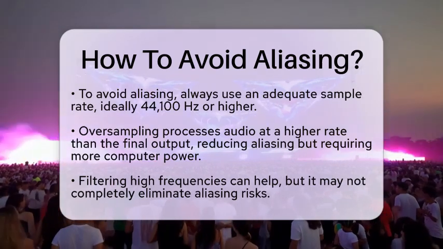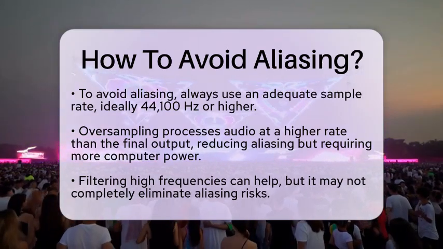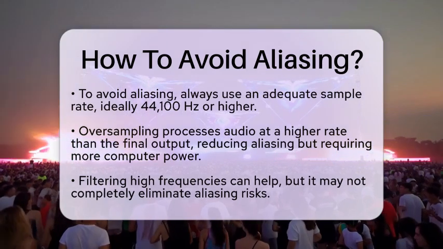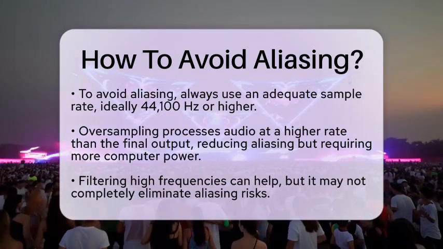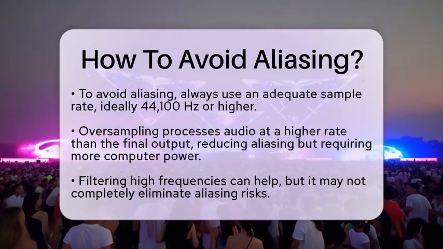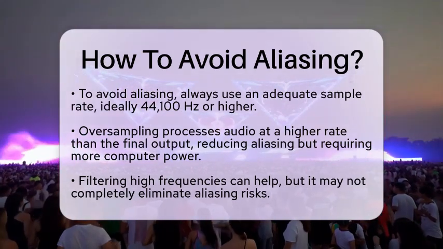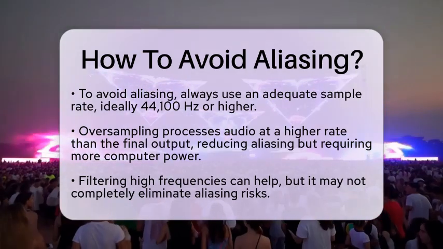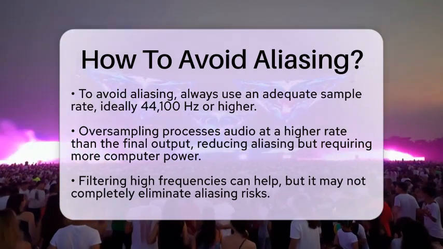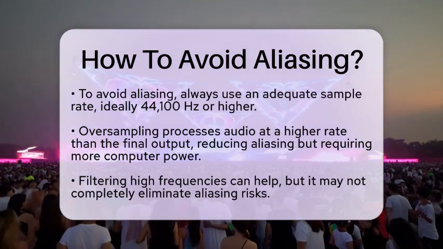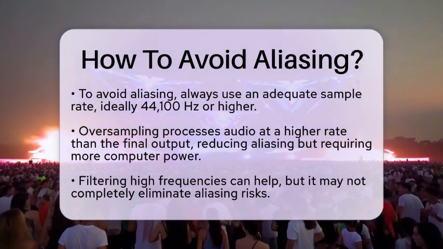Another effective method is oversampling. This technique involves processing your audio at a higher rate than your final output. For instance, if you are working with a software synthesizer, you can set it to oversample. This reduces aliasing but may require more processing power from your computer.